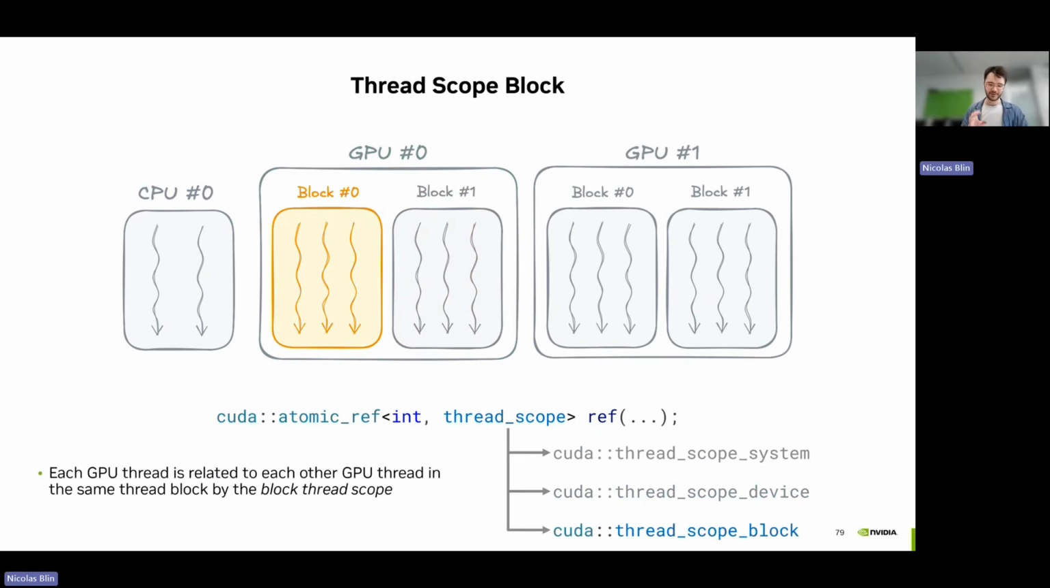The final thread scope is what we call thread_scope_block, which restricts atomic operations to threads within a single block. So here, multiple threads, as long as they are inside the same thread block, can do atomic operations safely to the same memory location. But if a thread is coming from another thread block, this won't work. In our case, because each thread block is updating its own local histogram, this is perfect to use thread_scope_block.